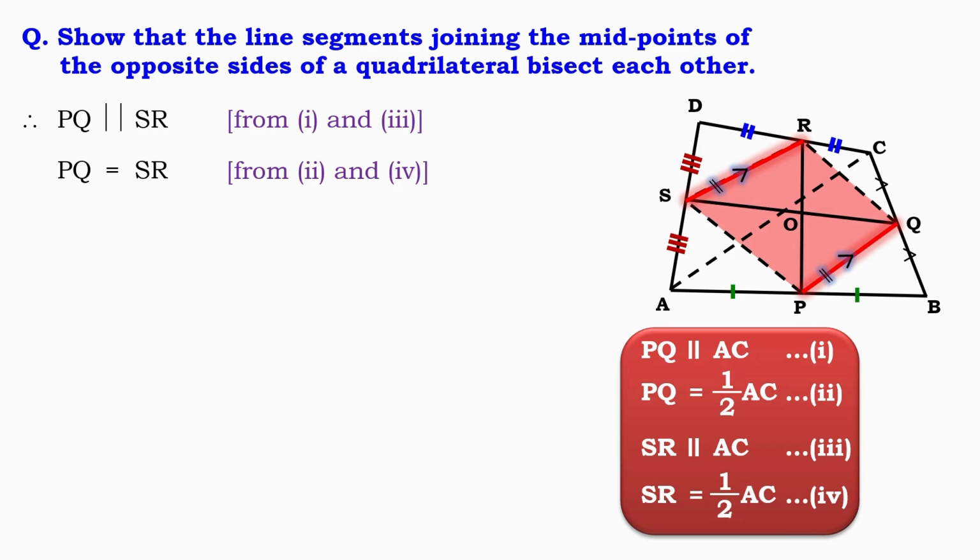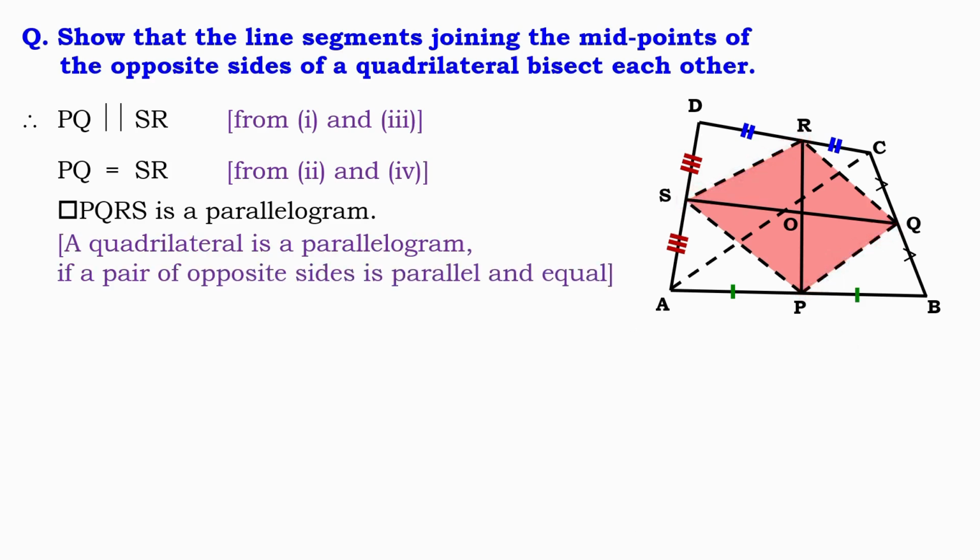Now we can see that PQ is parallel to SR and also PQ is equal to SR. So that means these are the opposite sides of a quadrilateral. So we know that whenever a quadrilateral has a pair of opposite sides parallel and also equal, then we can say that the quadrilateral is a parallelogram. So hence we can prove that PQRS is a parallelogram. We also have to write why it is a parallelogram: a quadrilateral is a parallelogram if a pair of opposite sides is parallel and equal.